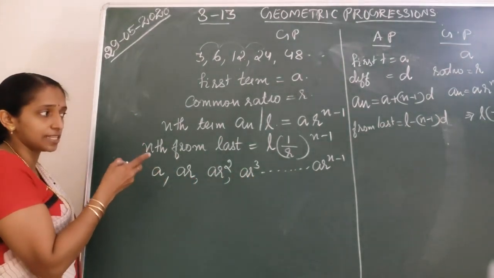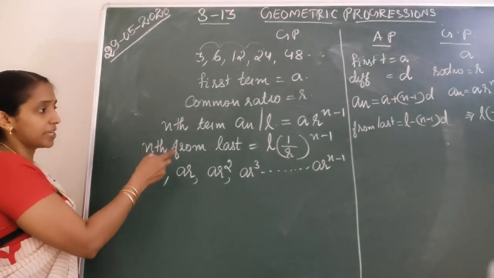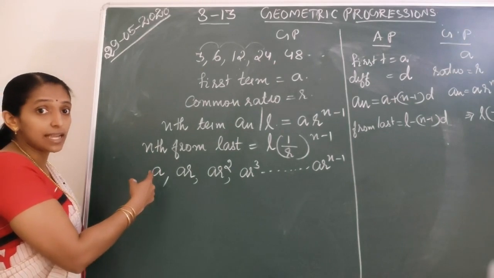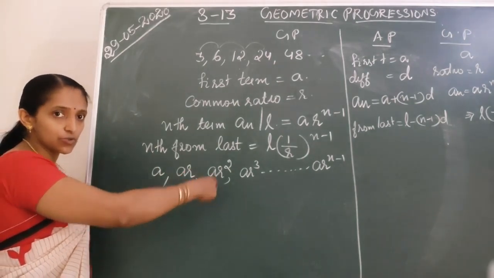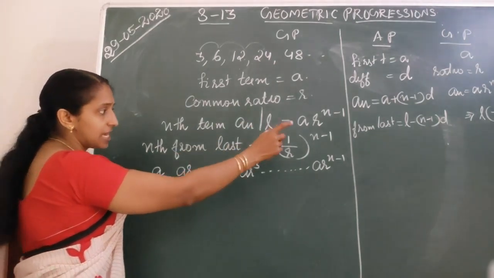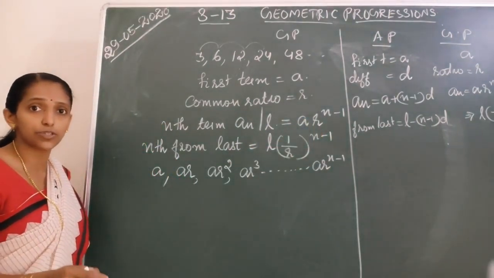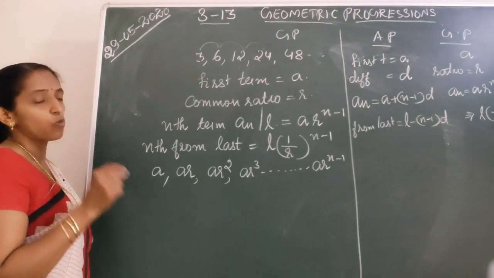Where we were finding out the terms of the series in AP, what was that? A plus D, A plus 2D, A plus 3D, etc. Like that only, here we are getting the nth term as A into R to the power n minus 1.